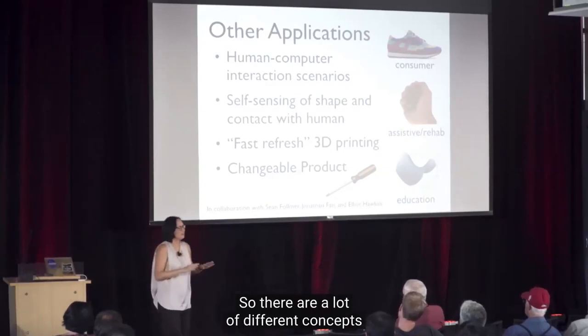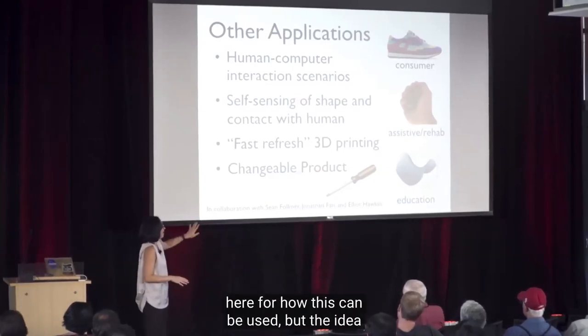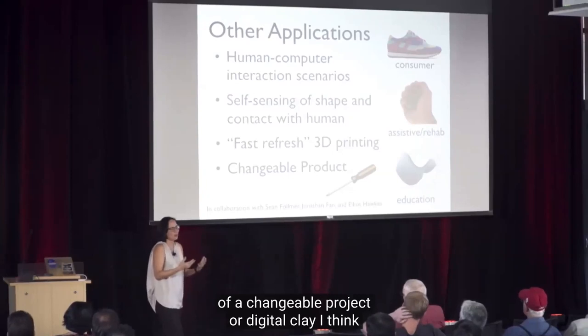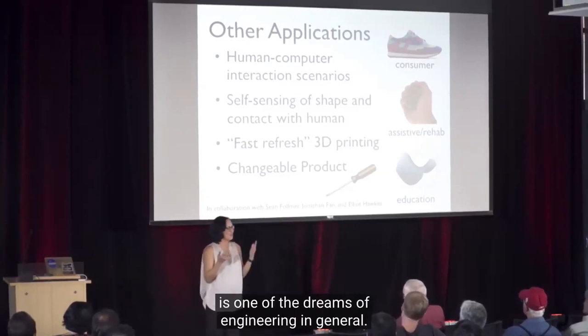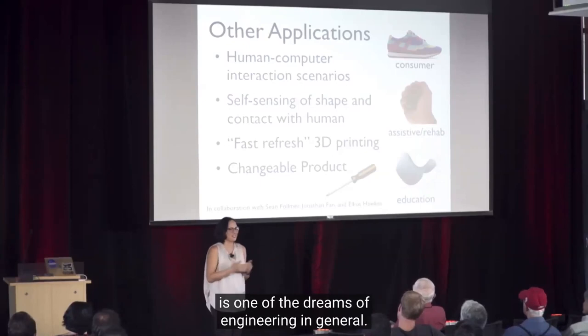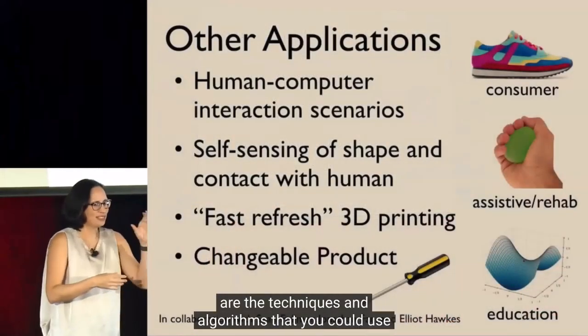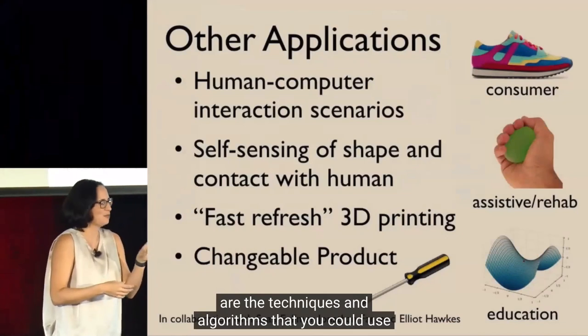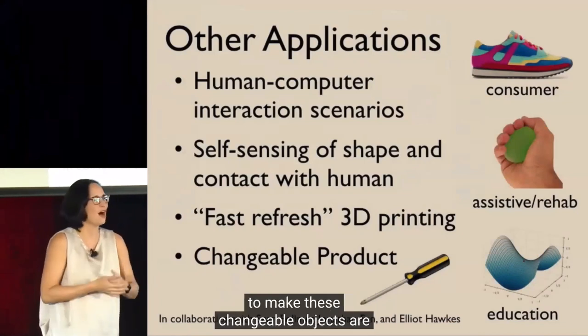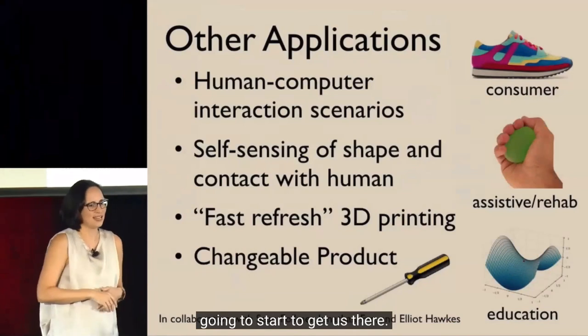So there are a lot of different concepts here for how this could be used, but the idea of a changeable product or digital clay, I think, is one of the dreams of engineering in general. And thinking about this from the perspective of what are the techniques and algorithms that you could use to make these changeable objects is going to start to get us there.